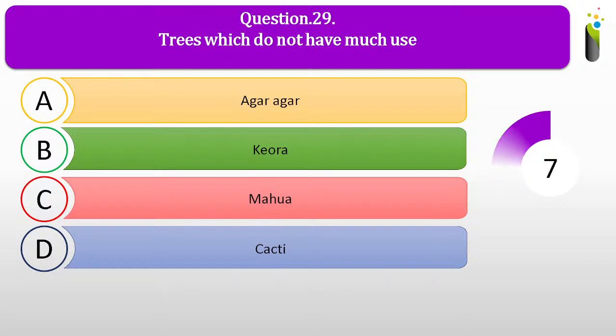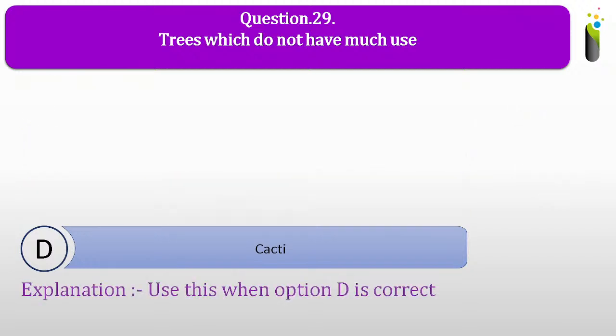And the correct answer for this question number 29 is D, cacti. So cacti do not have much use. Okay. Going ahead with question number 30.